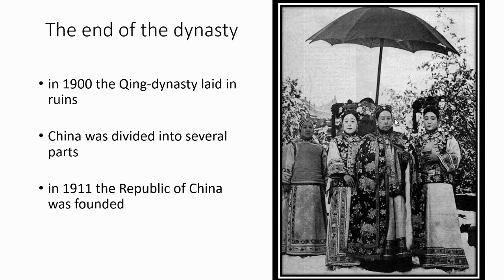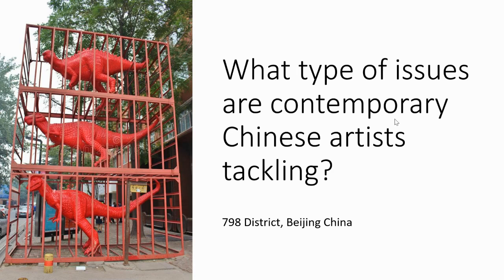Now we're going to see the end of the Qin dynasty. In the 1900s, the Qin dynasty lay in ruins. China was already separating into different factions, and whenever a large empire starts separating into sections, it's really the beginning of the end. And in 1911, the Republic of China is founded. Now, like I said, I'm not going to go deeply into the art of the Republic of China, although it's a fascinating look at the way that the Republic of China used propaganda and art hand in hand.